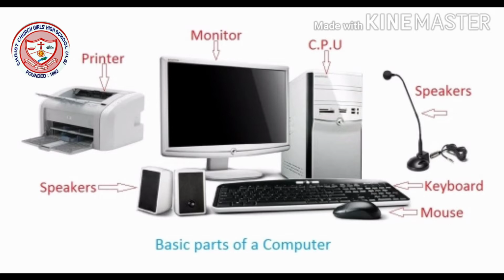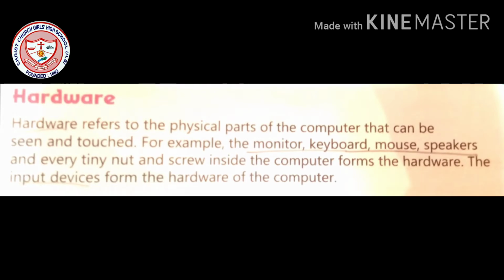Hardware refers to the components of the computer system which can be touched or felt physically. Hardware refers to the physical parts of the computer that can be seen and touched.